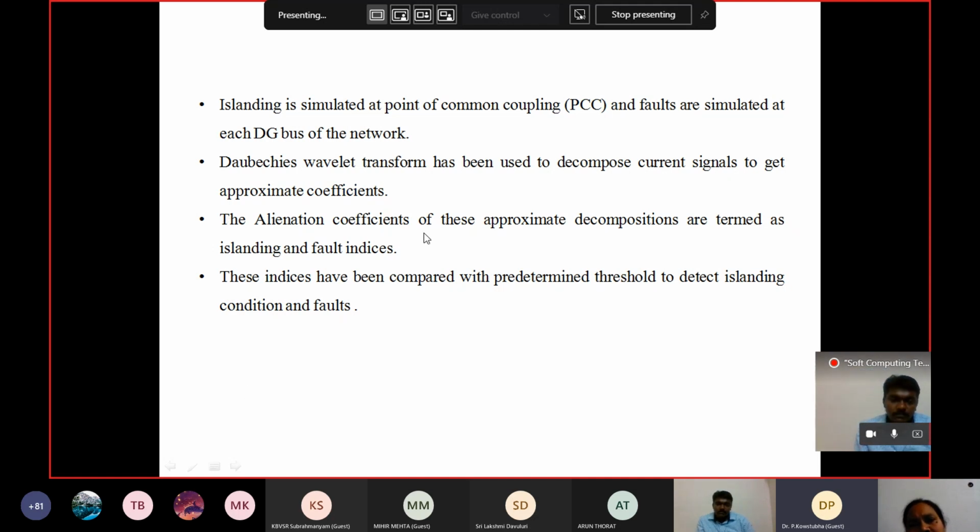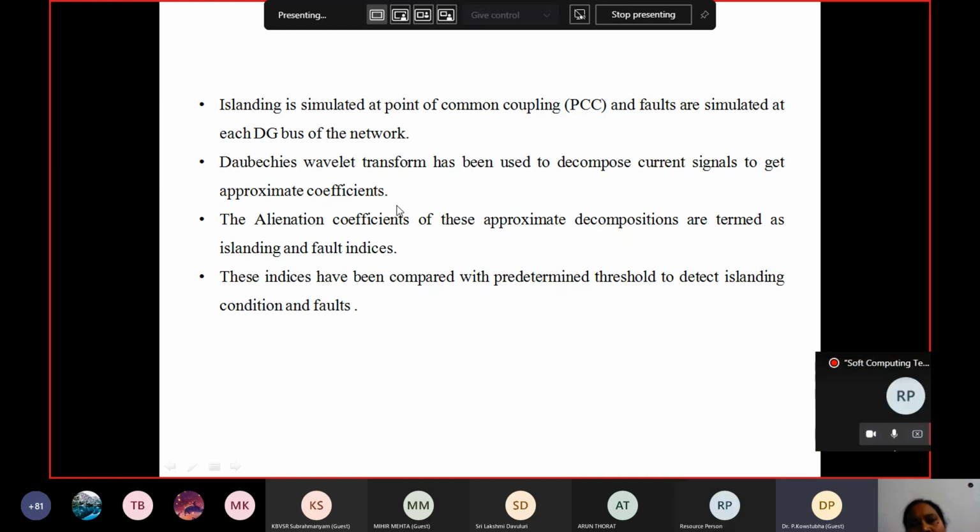Here I am using wavelet transform to decompose the current signals to get approximation coefficients, and then alienation coefficients of these approximation decompositions are termed as islanding and fault indices. These indices have been compared with a predetermined threshold to detect islanding condition and faults. Here the wavelet transform means I am using a mother wavelet, and the wavelet transform is basically an efficient form to decompose the current signals.